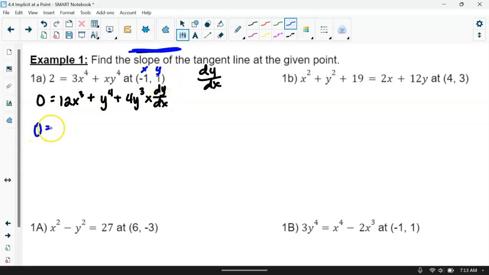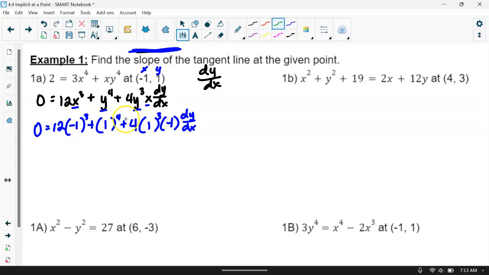So 0 is equal to 12 times x to the 3rd power. Well, what is x? -1. Then plus y to the 4th. What is y? 1. Plus 4 times, what is y to the 3rd power? 1 to the 3rd power, times x, -1, dy over dx.